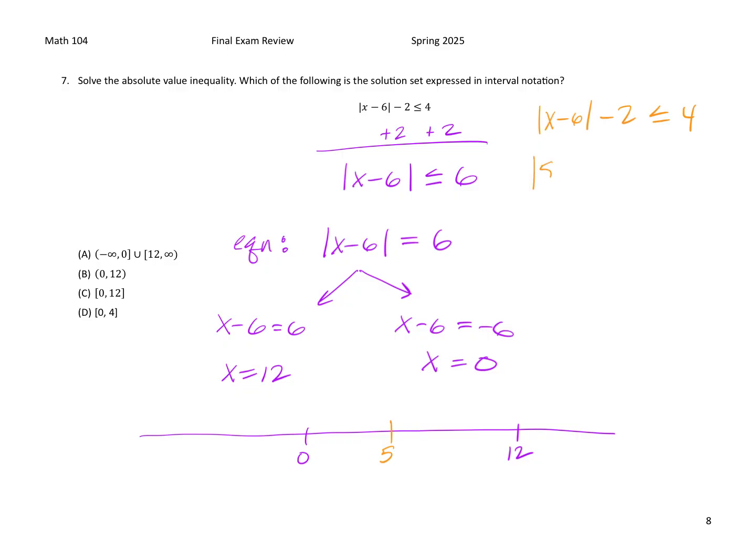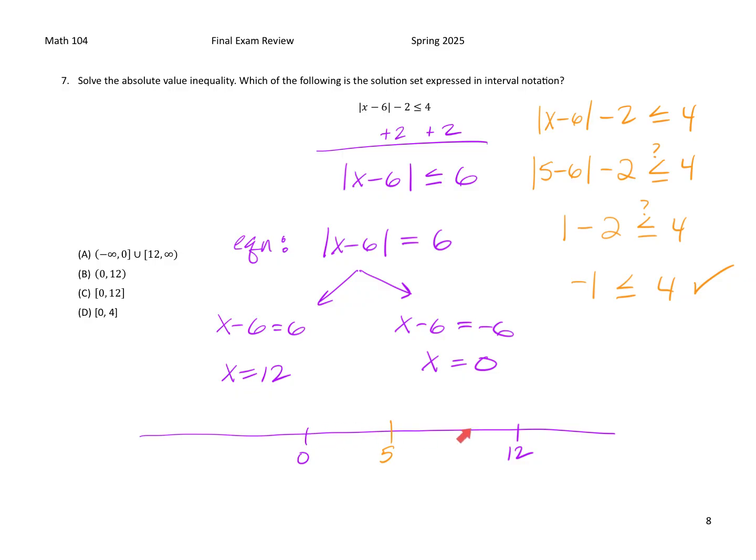So I have the absolute value of 5 minus 6 minus 2. Is that less than or equal to 4? Well, 5 minus 6 is negative 1. Absolute value is 1. So 1 minus 2 less than or equal to 4. 1 minus 2 is negative 1, which is less than or equal to 4. So 5 is a solution. 5 is part of the solution set.